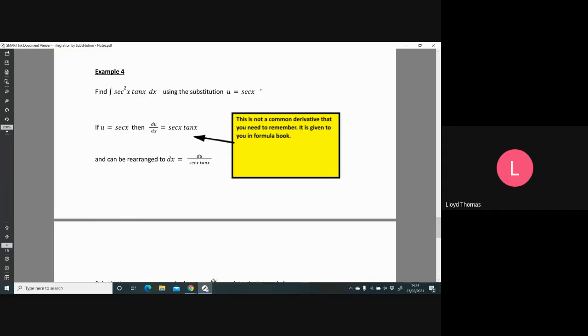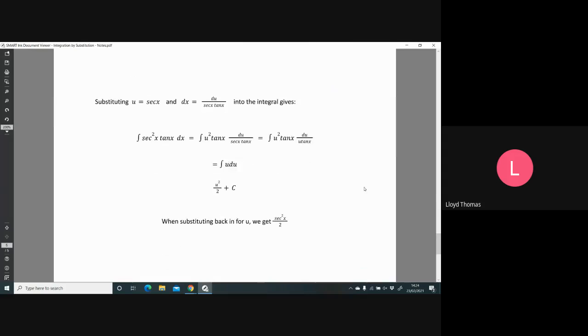Anyway, if my substitution was u equals sec x, then first step is differentiate it. It is sec x tan x. Rearrange to get dx on its own. dx equals du over sec x tan x. We end up with those two things. My original substitution and my dx equals, they're going to be substituted into my original equation in those two places. So instead of sec squared, it's now u squared. Instead of dx, it's this du over sec x tan x.